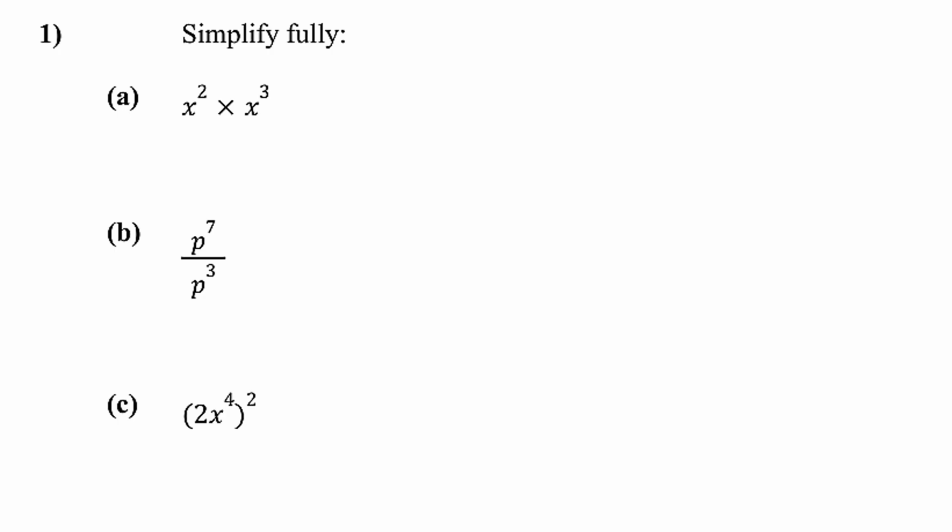Okay, so now let's see the examples. Let's see the first example. It says you have to simplify it completely. The first problem we have is x to the power 2 multiplied by x to the power 3. The condition is the base should be the same. Our base over here is x. So I will write it one time, and since it's multiplication, I will add the powers. So it will become 2 plus 3, which is equal to x to the power 5.